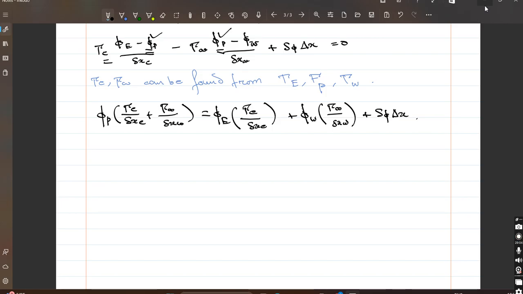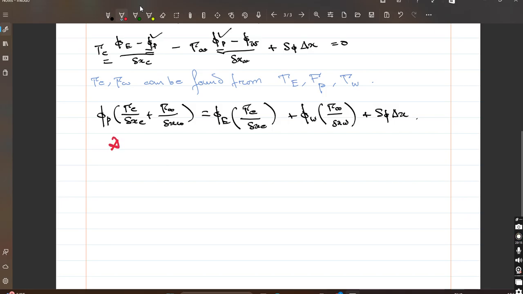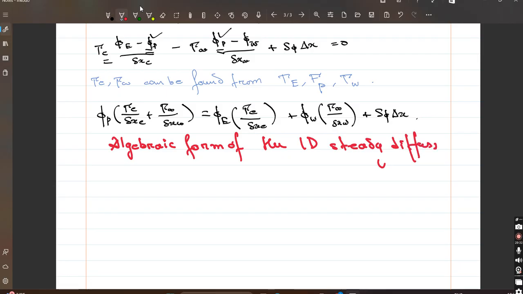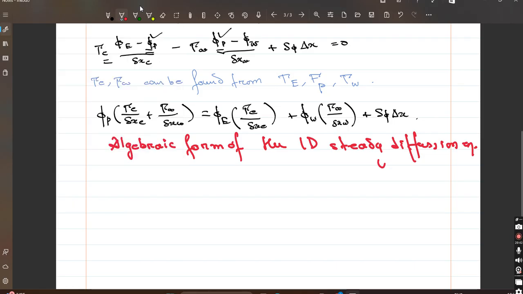Okay. So now we have got an algebraic form, right? So this is the algebraic form of the 1D steady diffusion equation. Now what we can do is that we can name this term as AP, this term as AE, and this will become AW, right?